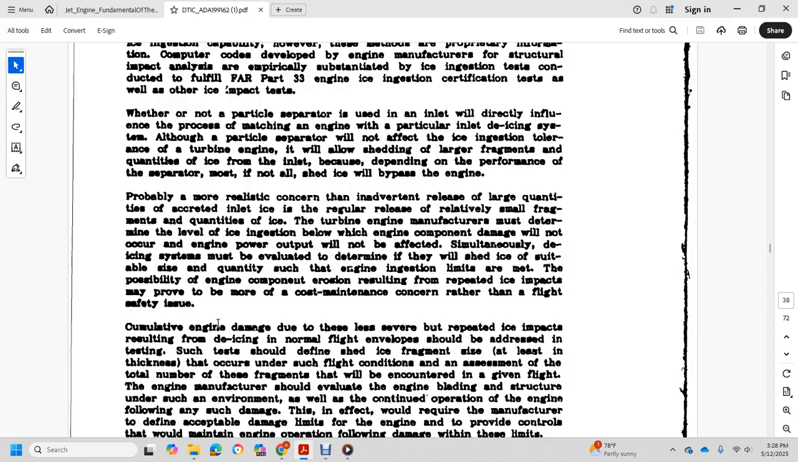Probably the most realistic concern is the inadvertent release of accreted inlet ice, with regular release relative to small fragments. For the quantity of ice, the turbine engine manufacturers have to determine the level of ingestion at which engine component damage will not occur.